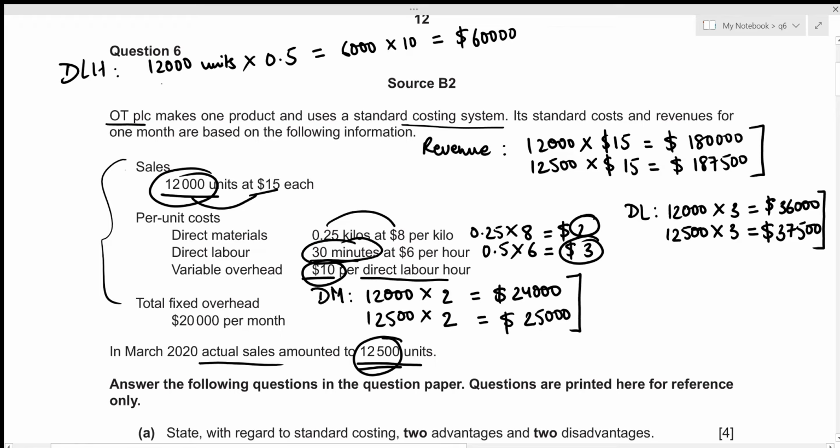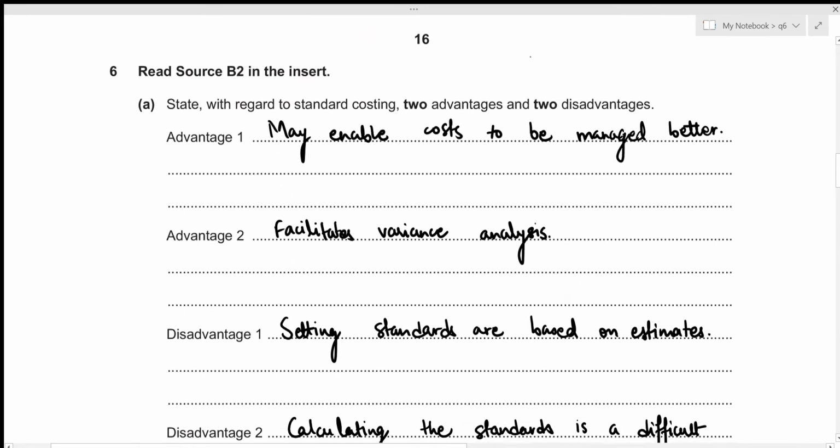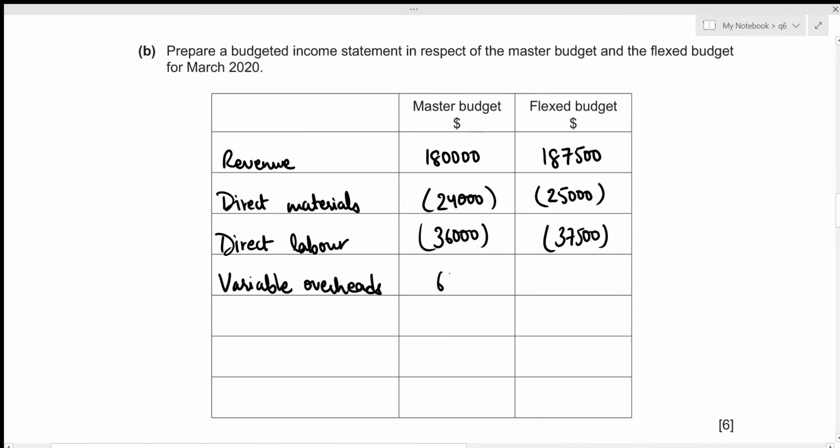Let's figure it out for flex budget. That's 12,500 units. And each unit would require 0.5 direct labor hours. So that's 0.5, which gives the total direct labor hours to be 6,250. And then the variable overhead is 10 per direct labor hour. Since we have 6,250 direct labor hours, that's just going to be times 10, which gives the total variable overheads to be incorporated in our flex budget to be 6,250 times 10, which results in the value of 62,500. Let's substitute these two values into our income statement as well. That's 60,000 for master budget and 62,500 for flex budget.